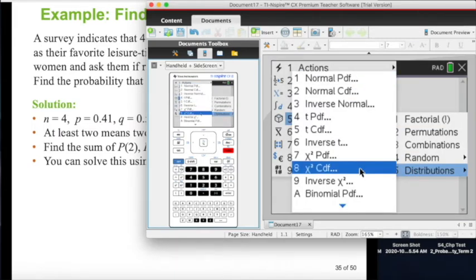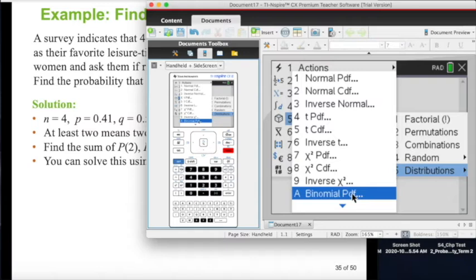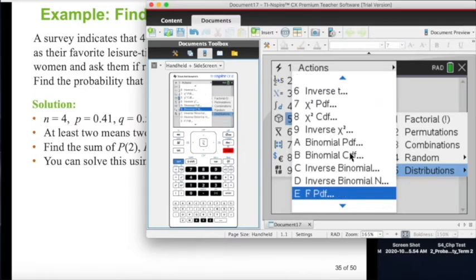Okay, now this time we cannot use binomial PDF because this example doesn't ask for a specific value of success. This question asks for the probability of 2, probability of 3, probability of 4. So we have to use binomial CDF.